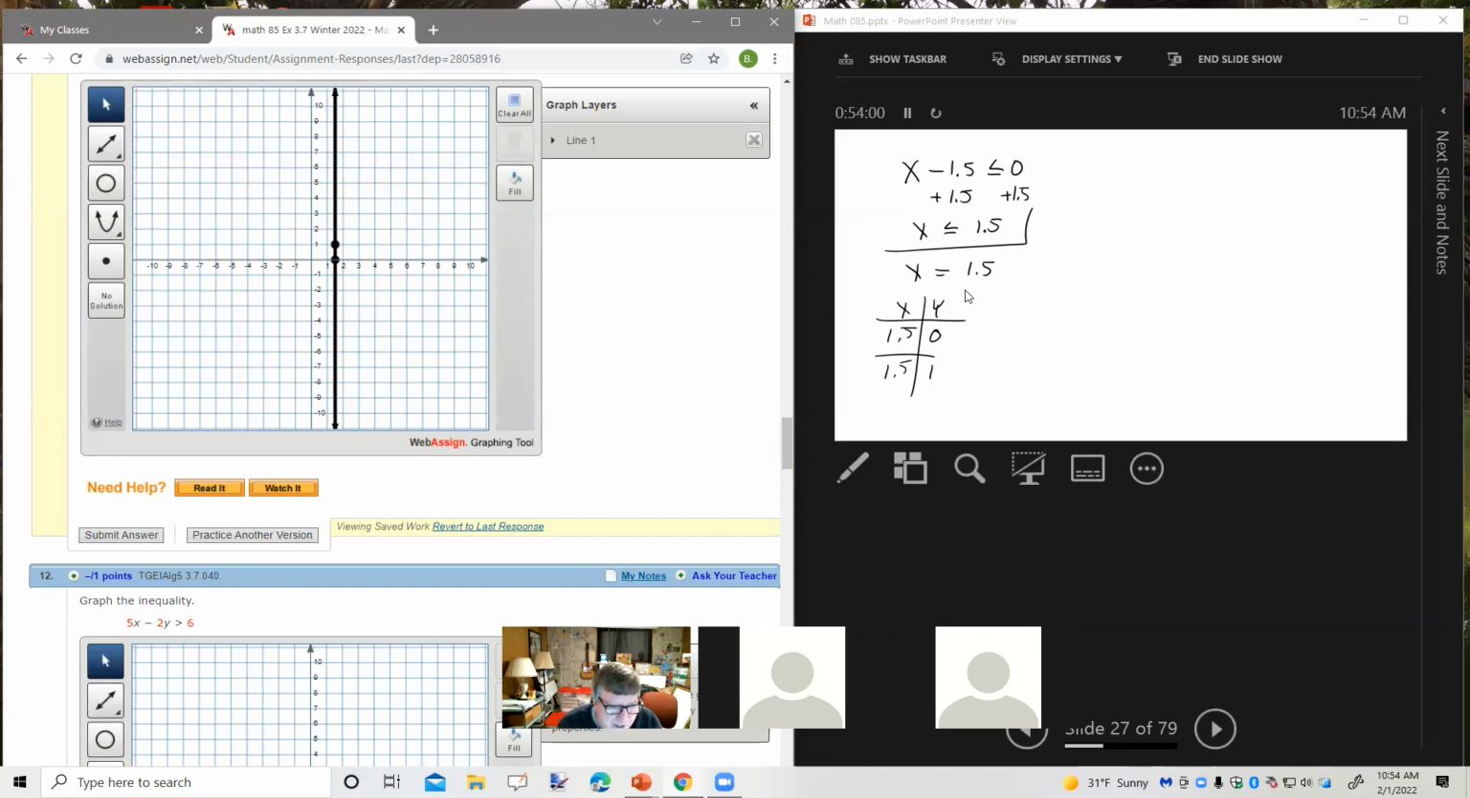Okay. Let's take a test point 0, 0, just to make sure. Plug it in. So we get 0 minus 1.5 less than or equal to 0, negative 1.5 less than or equal to 0. That's true. So that would be over here, because 0, 0 is right there. All right, good to go on that.